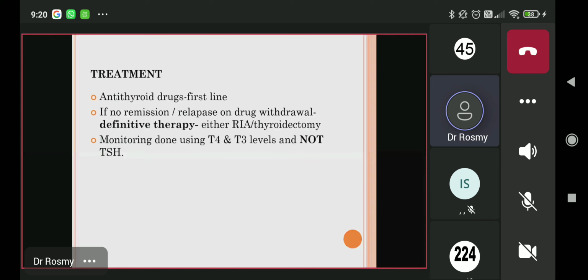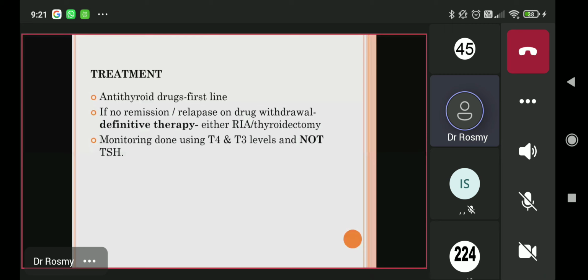Then how do you treat? You will give anti-thyroid drugs. There are a lot of anti-thyroid drugs. I will name only a few. That is propylthiouracil and carbimazole. This is what we normally use in the OPDs, and you'll be learning about how they act in your pharmacology classes. And if after giving the drug there is no improvement or no remission, then you go for a definitive therapy. That is radioiodine ablation or a thyroidectomy, or go for surgery and remove the gland.